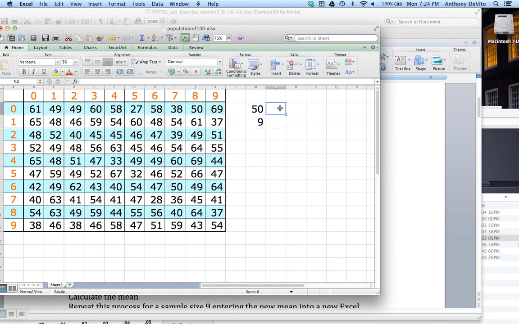So the mean of this population is 50. The standard deviation of the population is 9.